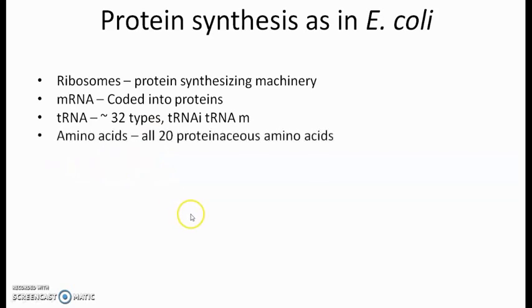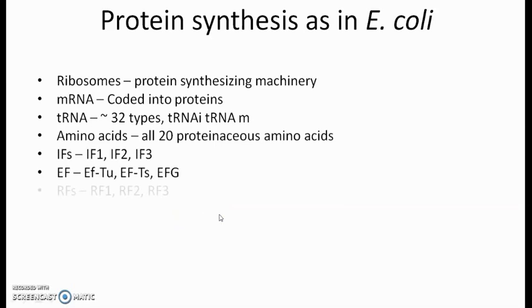The next thing that is required, of course, are the amino acids, the ingredients, and the initiation factors, elongation factors, and release factors for the initiation, elongation, and termination phases of protein synthesis. A number of GTPs are required in many steps in protein synthesis. We will see them soon. And ATP is required in the first step when tRNAs are being attached to their corresponding amino acids. The process is called charging.